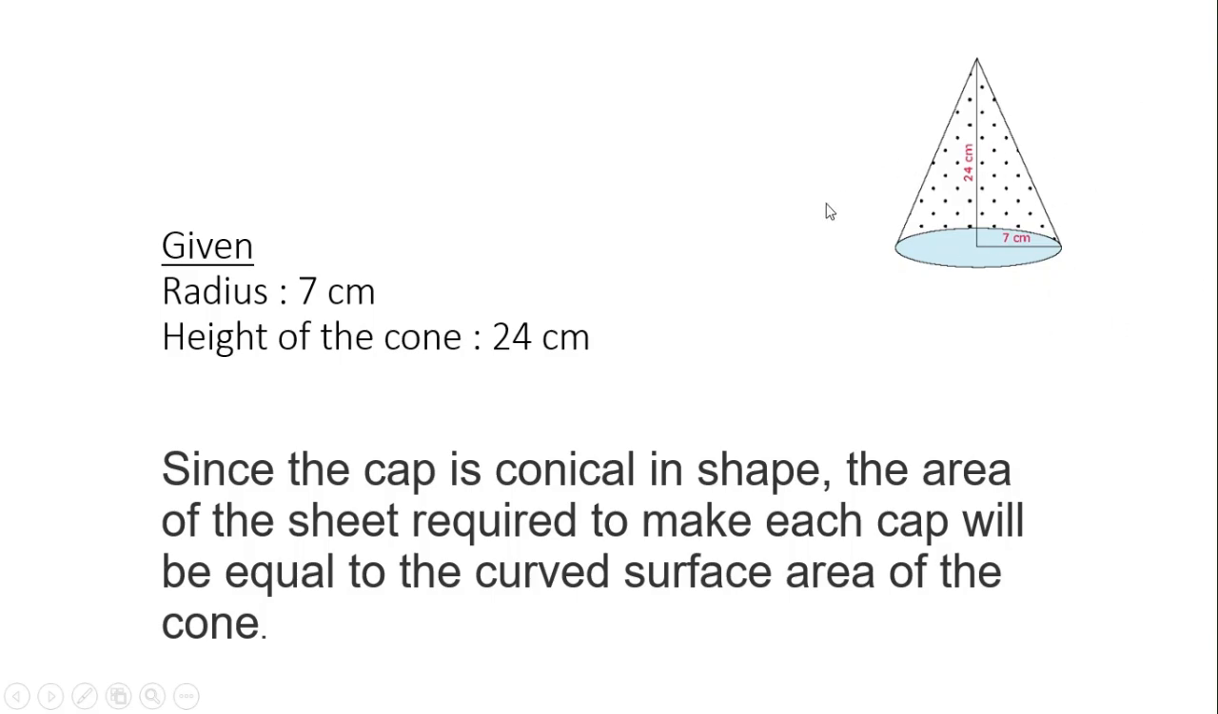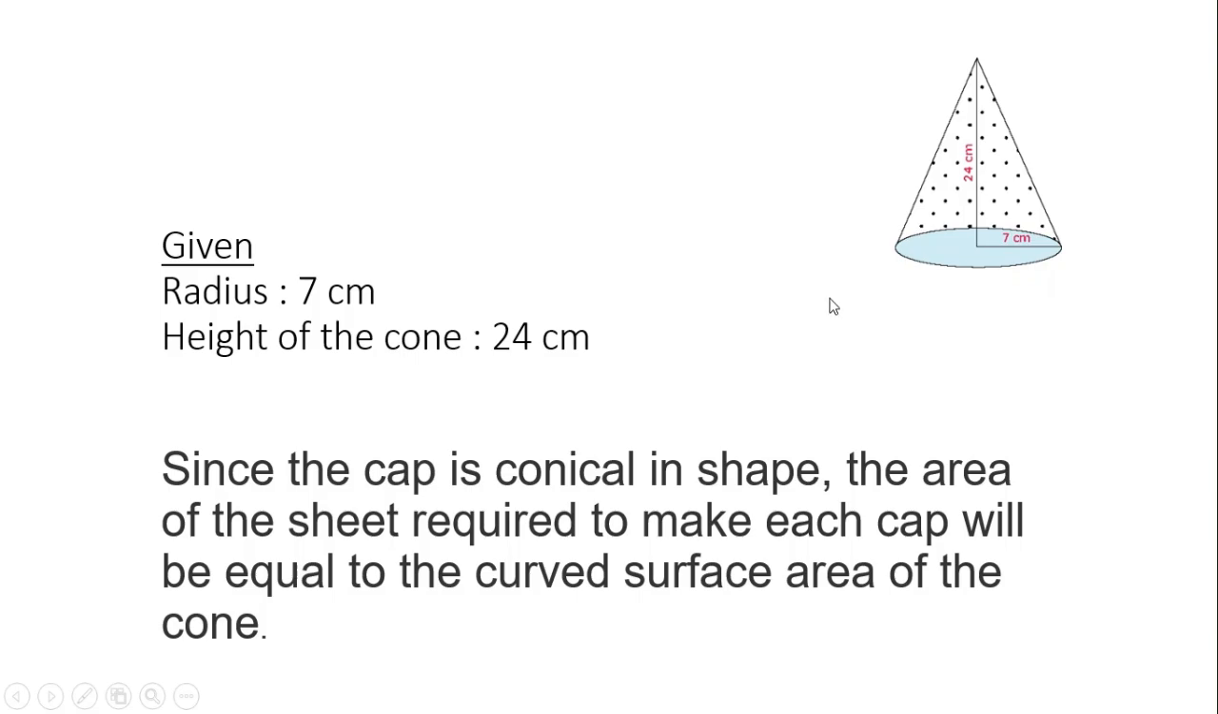So here what can we conclude? Since the cap is in conical shape, the area of the sheet required to make each cap will be equal to the curved surface area of the cone, right? So in order to find out the area of the sheet required for making it, we need to find out the curved surface area for each cap, right?